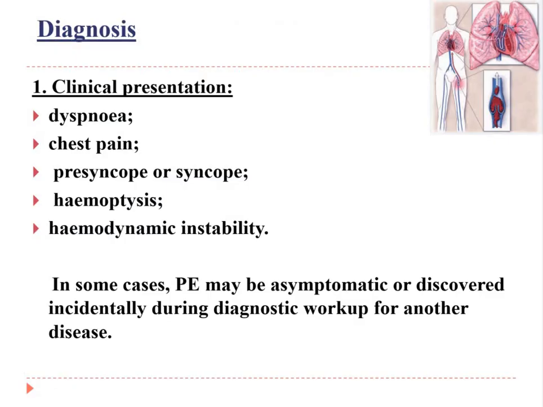Clinical presentation. It could help to confirm the diagnosis for patients with pulmonary embolism. Main clinical manifestations are dyspnea, chest pain, presyncope or syncope, hemoptysis, hemodynamic instability. In some cases, pulmonary embolism may be asymptomatic or discovered incidentally during diagnostic workup for another disease.